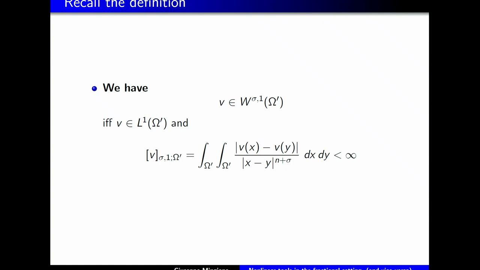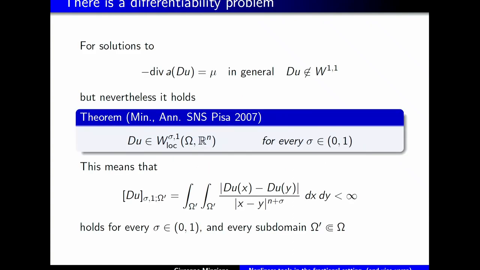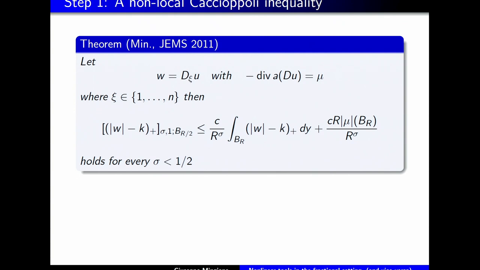By recalling that this is the Gagliardo norm of the function Du, what you get is the following. You recover the theorem I was talking about before, and actually what you do, you prove a fractional Caccioppoli type inequality. So the idea is that although the problem is local, there are no second derivatives because the right-hand side is bad. But there are fractional derivatives. So you can write a fractional Caccioppoli type inequality where you bound not the second derivatives of the solutions, but the fractional derivative of the solution, plus the remaining part, which is due to a non-trivial right-hand side.